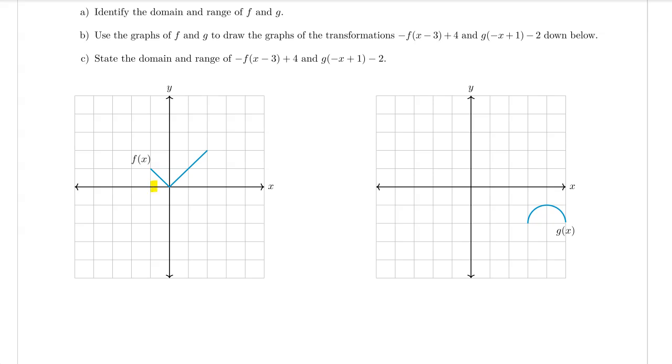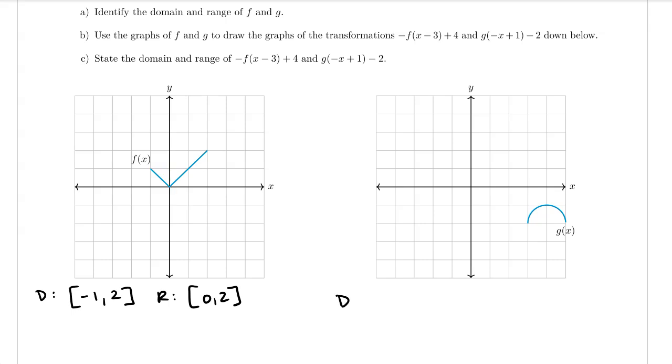So here, the leftmost x value is -1, and then it goes all the way to +2. So for this graph, our domain is bracket -1 to +2. And then our range, now we want to look at the y values. So the lowest y value happens at 0, and then we're going all the way to +2. Including the endpoints. So that's why we have brackets for all of these.